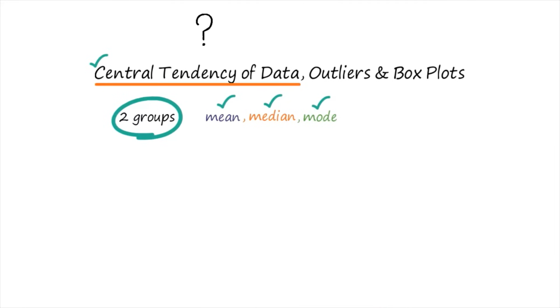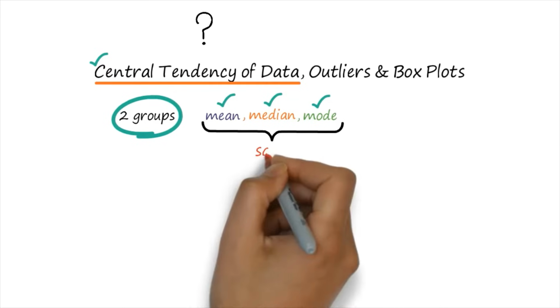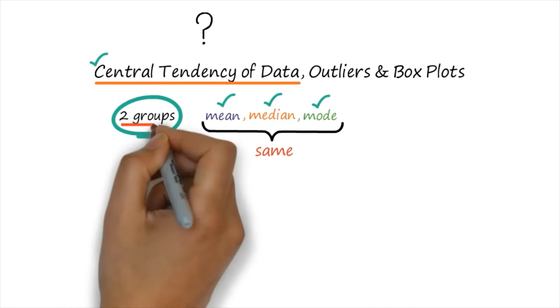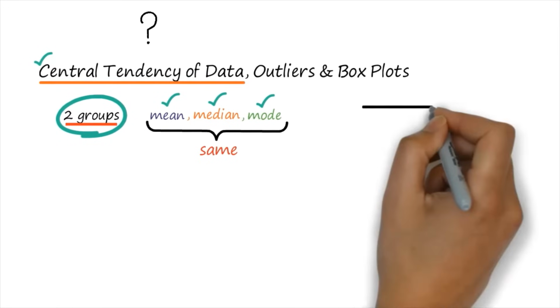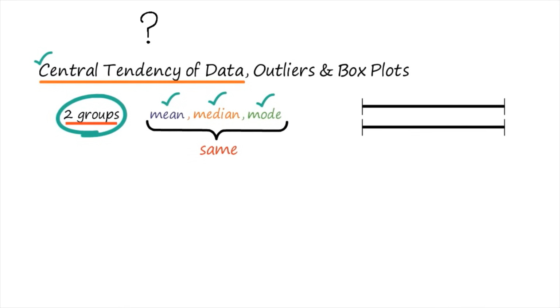Now I will discuss the basic consideration of these three, but try to understand that sometimes it may happen that the mean, median and mode are the same for both the groups. Say you have one set of data over here and another set of data over here, and you are measuring the central tendency for this group and for this group. And unfortunately, you come up with a result where mean, median and mode are the same for both the groups.